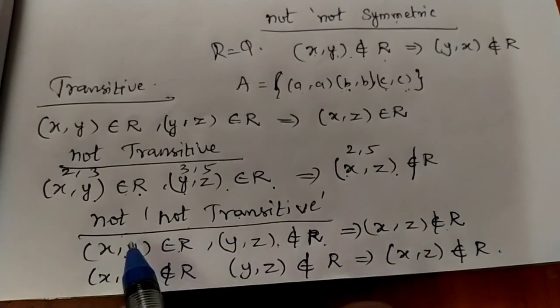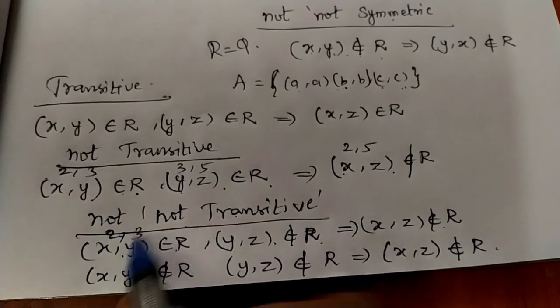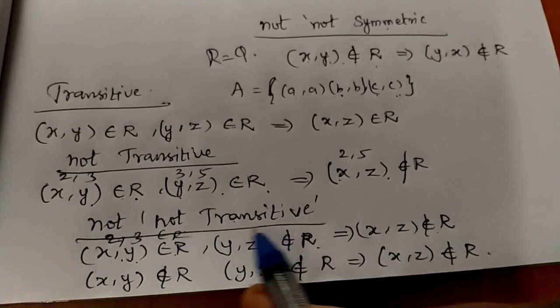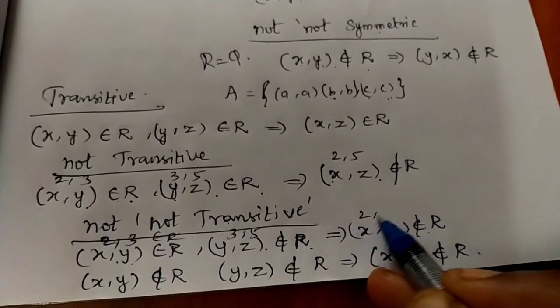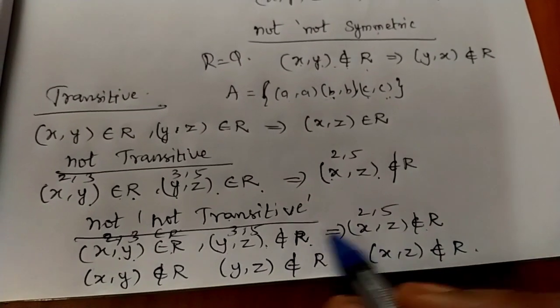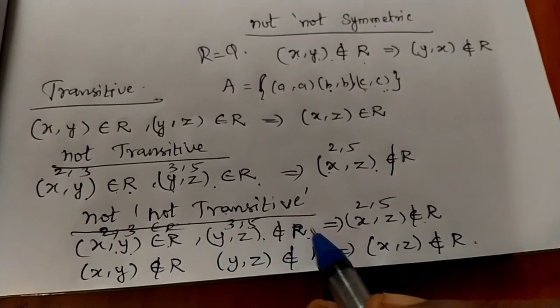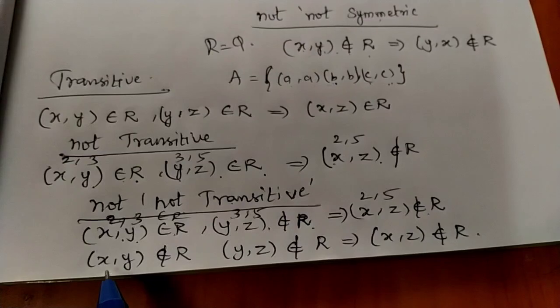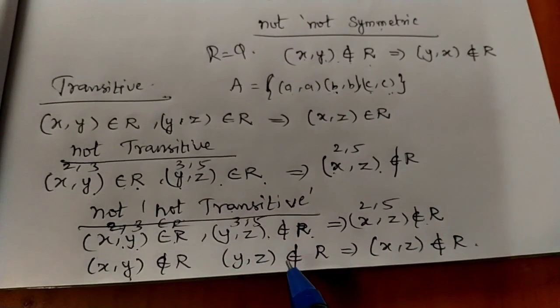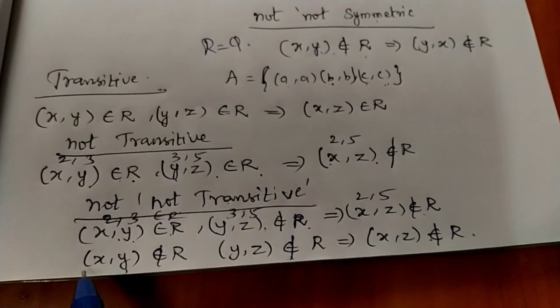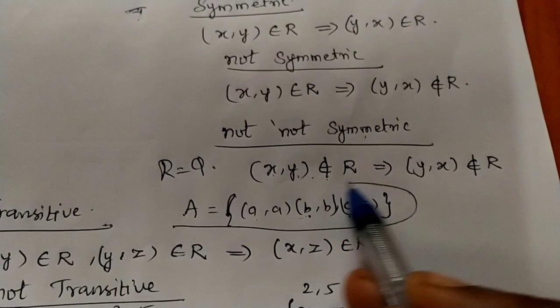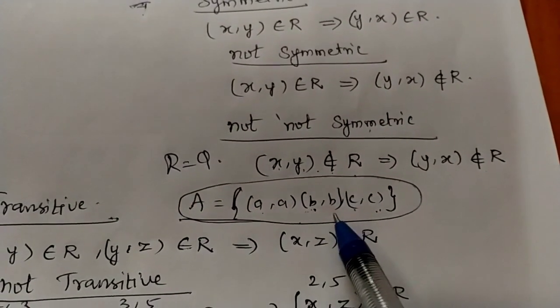Suppose (2, 3) belongs to R, (3, 5) does not belong to R, (2, 5) also does not belong to R, which means this one is not of not transitive. And another one: (x, y) does not belong to R, (y, z) does not belong to R, (x, z) also does not belong to R. Three pairs not belonging to R means, as already told, this one is only reflexive.